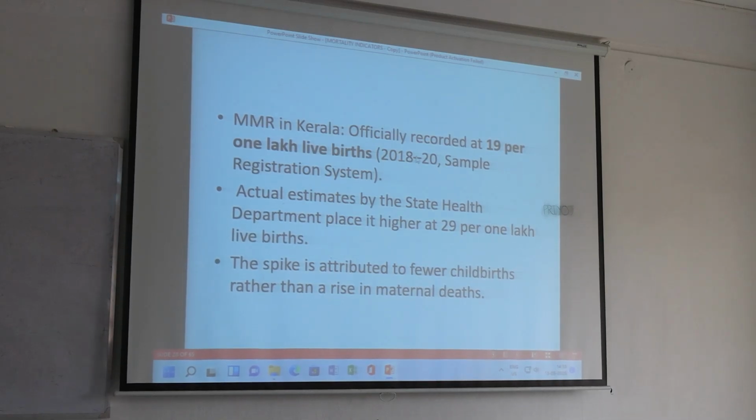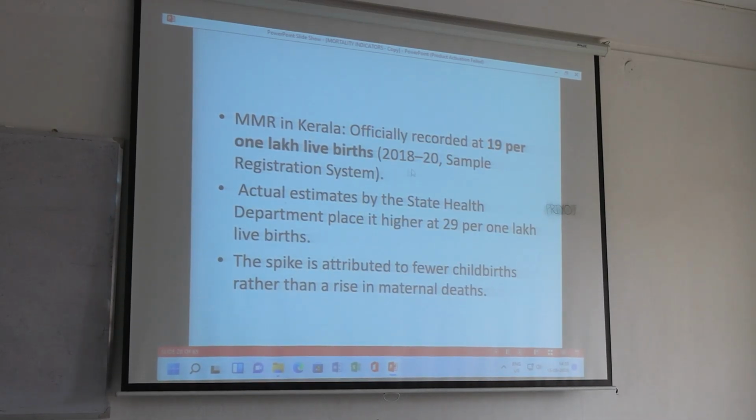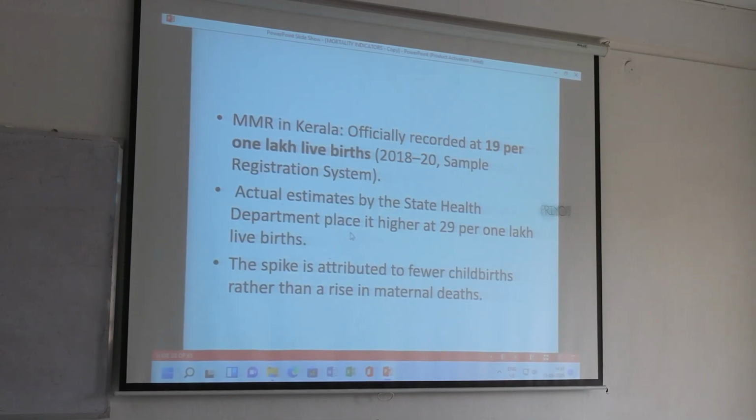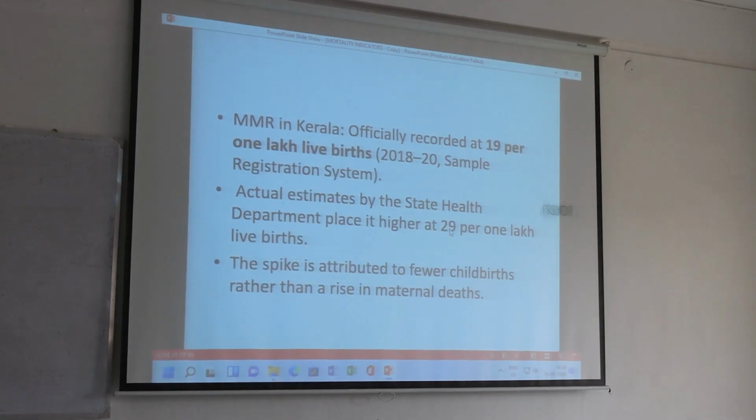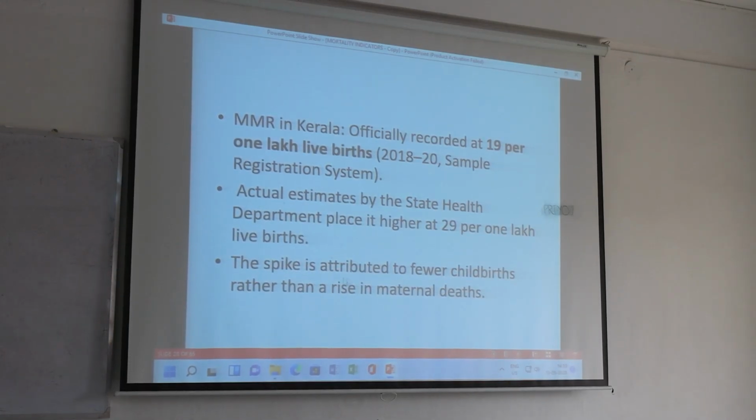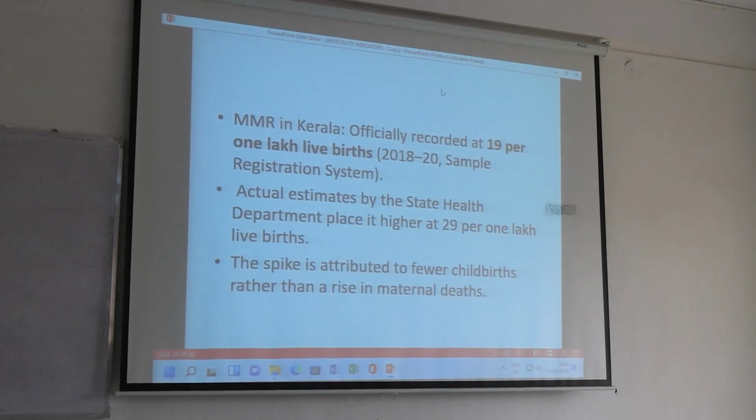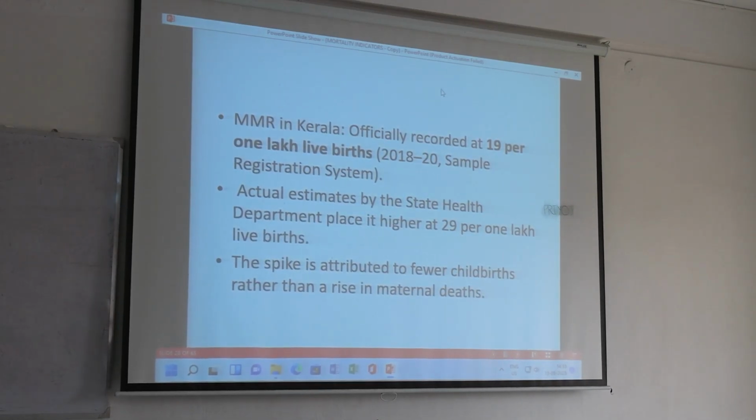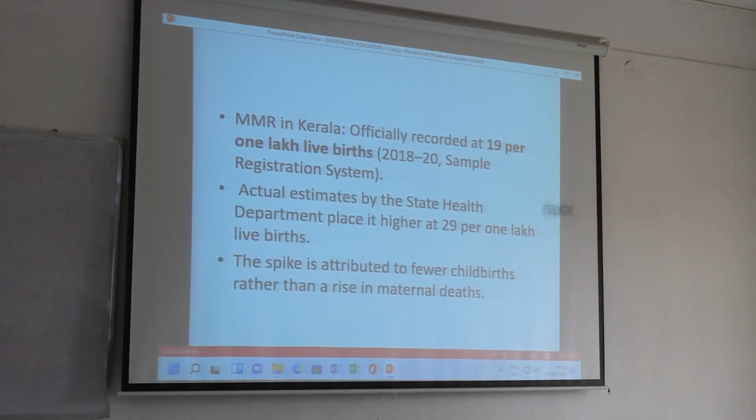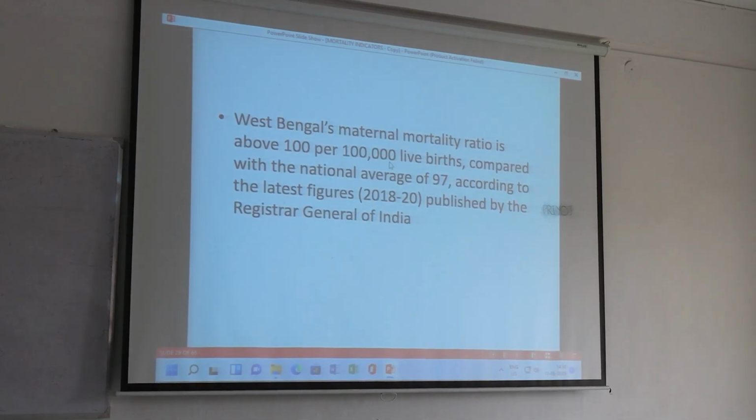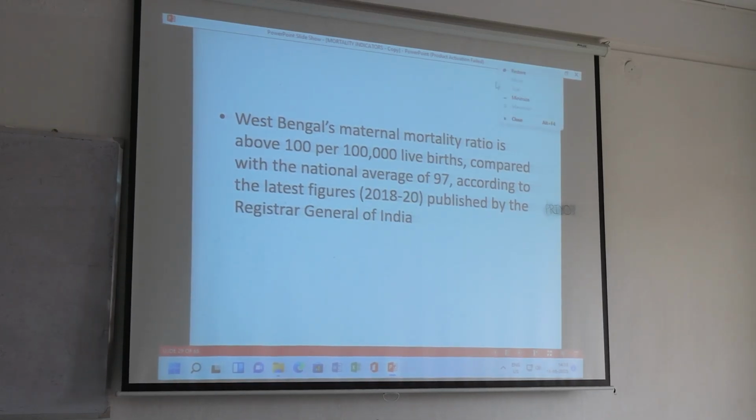In Kerala, we had 19 per 1 lakh. This again was from the source of sample estimates, and actual estimates say about 29 per 1 lakh. This is attributed to fewer childbirths rather than a rise in maternal deaths. If the denominator is less, obviously, unless a child is born, you can't get that rate. And West Bengal is more than 100 per 1 lakh, compared to the national average of 97 according to various sources. Okay, just take the West Bengal figures.